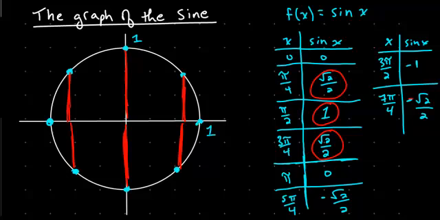And then let's end here at the full circle. So we went all the way around, 2 pi, and we get that the height, or the sine of 2 pi, is 0. Okay? So now what we want to do is plot those points on a graph. So let's go to the next page and do that.